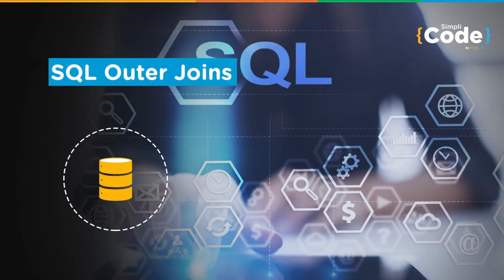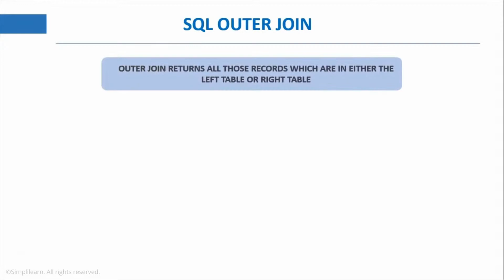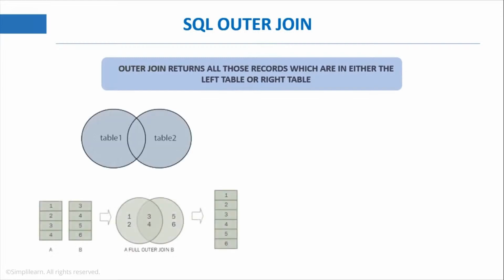SQL outer join. Now before getting into the execution part, let us just quickly discuss what is SQL outer join. The outer join statement returns all those records which are present in either the left table or the right table. For example, if you consider table A, which has records 1, 2, 3, 4, and table B, which has records 3, 4, 5, 6, and you apply the full outer join to these two tables, it will display all the records, that is 1, 2, 3 and up to 6.